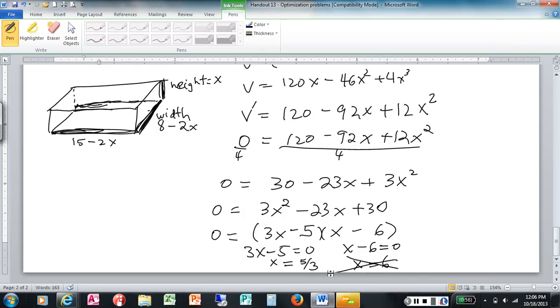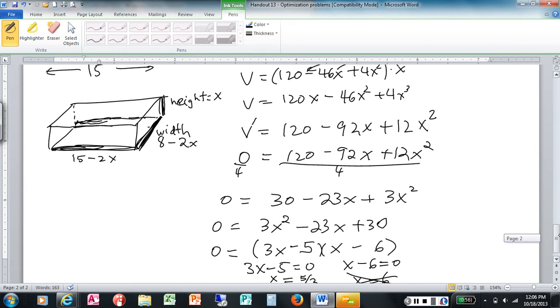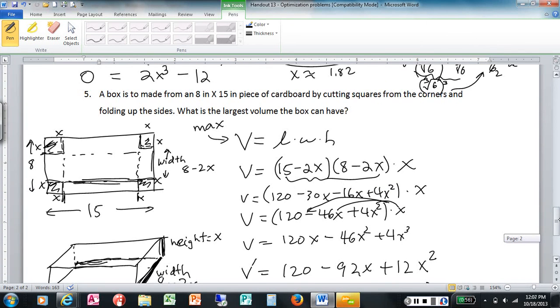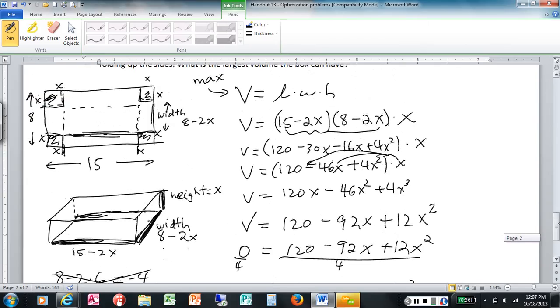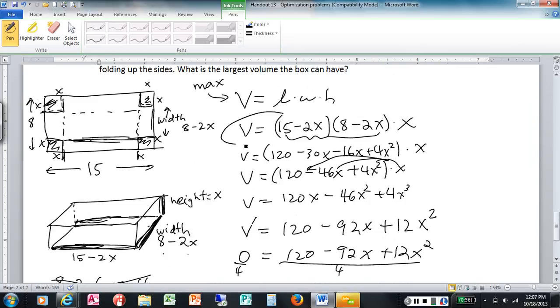See why? Here are my dimensions. I can't let x be 6 because that would make one of my dimensions, 8 minus 2x, negative 4 if x is 6. That's why x can't be 6, because the width wouldn't work out. So x is 5/3. So to get the maximum volume, x needs to be 5/3.